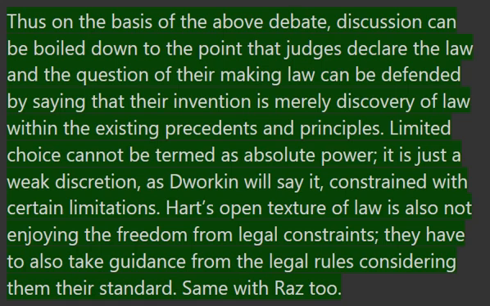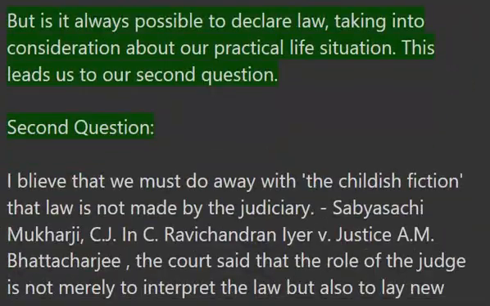Limited choice cannot be termed absolute power, it is just a weak discretion, as Dworkin would say, constrained with certain limitations. Hart's open texture of law also does not enjoy freedom from legal constraints; they have to take guidance from the legal rules, considering them their standard. Same with Raz too. But is it always possible to declare law, taking into consideration our practical life situation? This leads us to our second question.